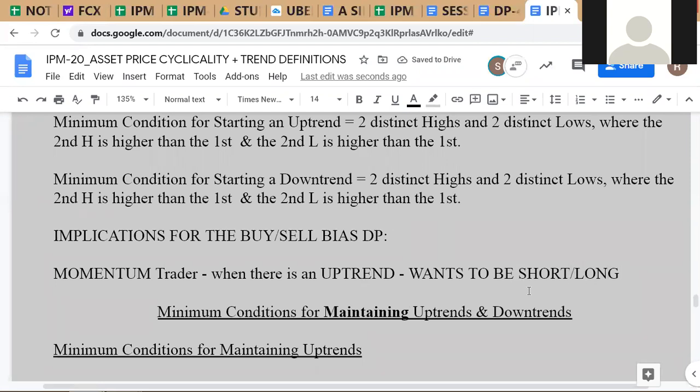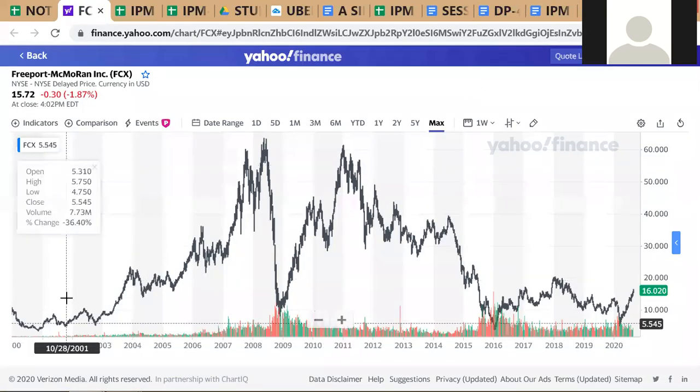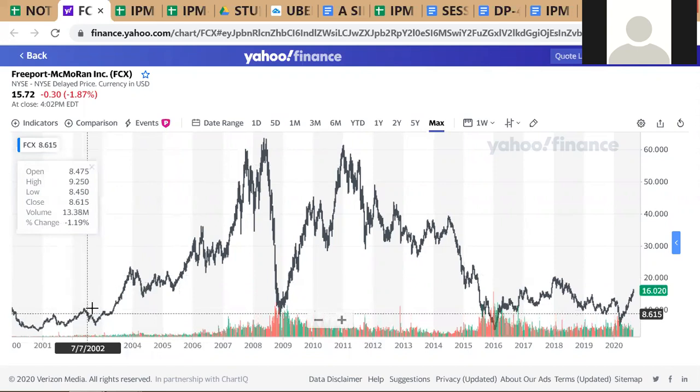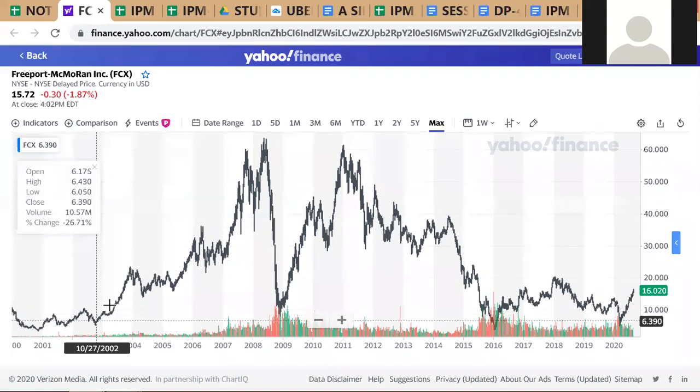Okay, make sure you understand the logic for it. Everything has to be logically understood. There's nothing to memorize here. The reason the momentum trader wants to be long is because remember that a momentum trader's philosophy is that he believes that the current trend will continue in the same direction for an indefinite period of time, and we'll give you another principle later, that it will continue in the same direction.